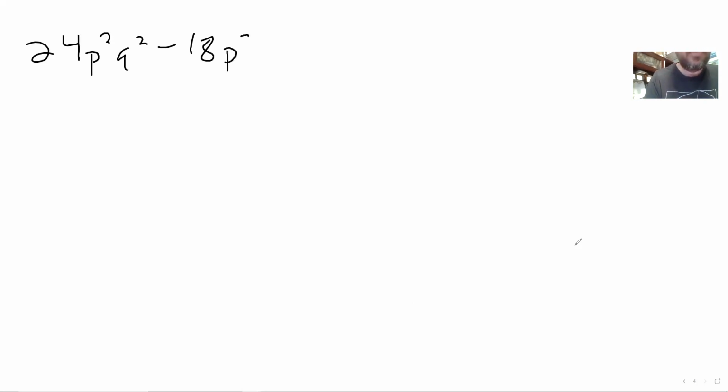So let's see a nice messy one here. 24p squared q squared minus 18p squared q plus 60pq squared minus 45pq. I'm just stealing these examples from the book. If you want to see the example worked out on paper, it's in the book. I'm on page 364 right now.